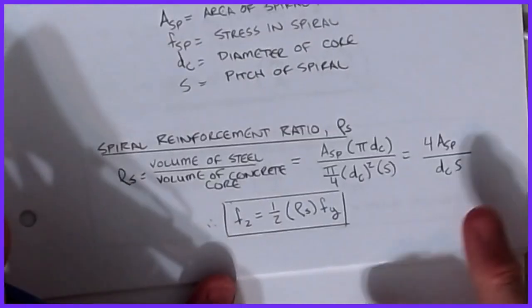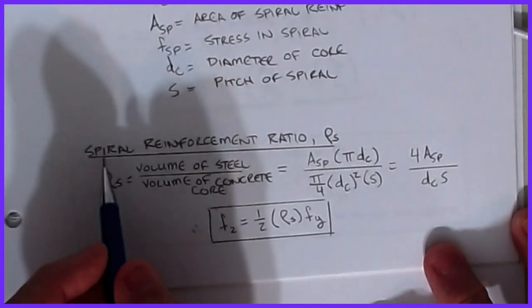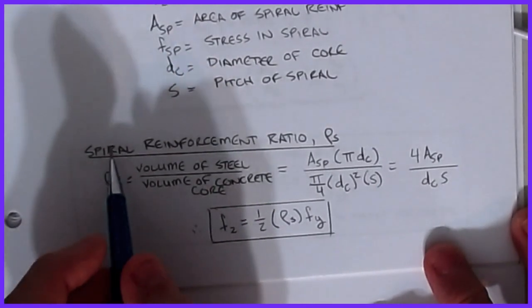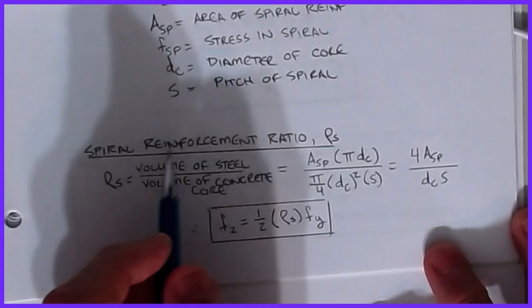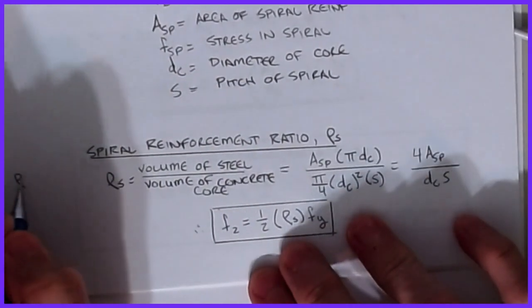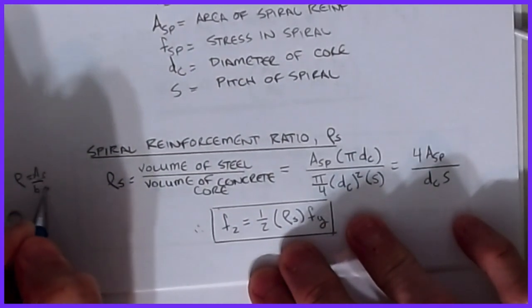Now we can figure out, with some adjustments, how to calculate a spiral reinforcement ratio. If you remember back in flexure, we were doing rho equals AS over BD.